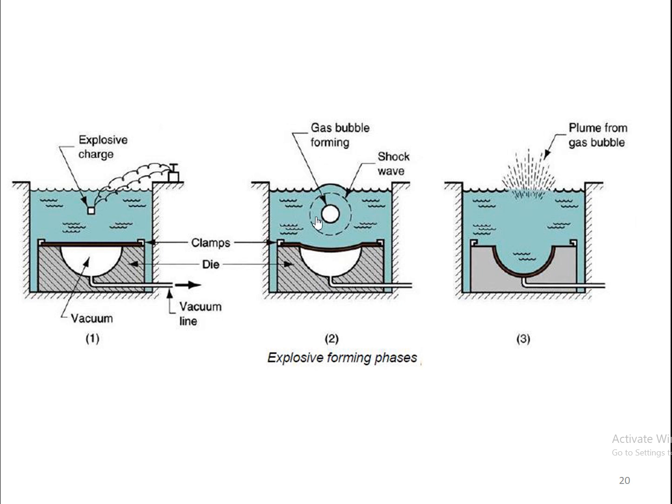Now at the same time, you can see a bubble forming over here. This bubble becomes large, and then it spills outside this chamber. So this happens something like this, as you can see from diagram 3.